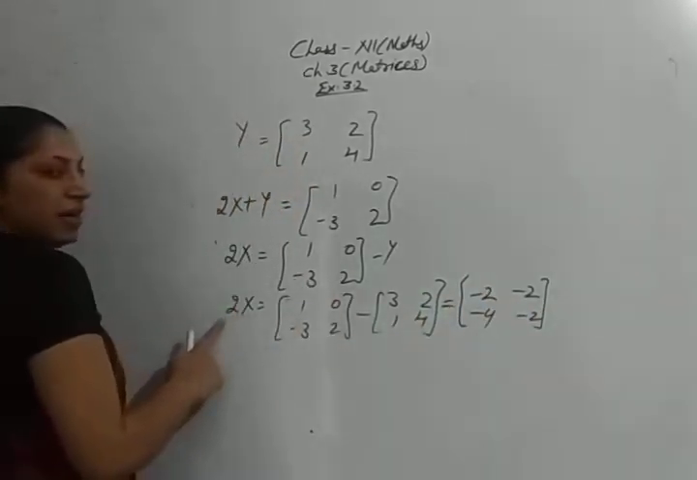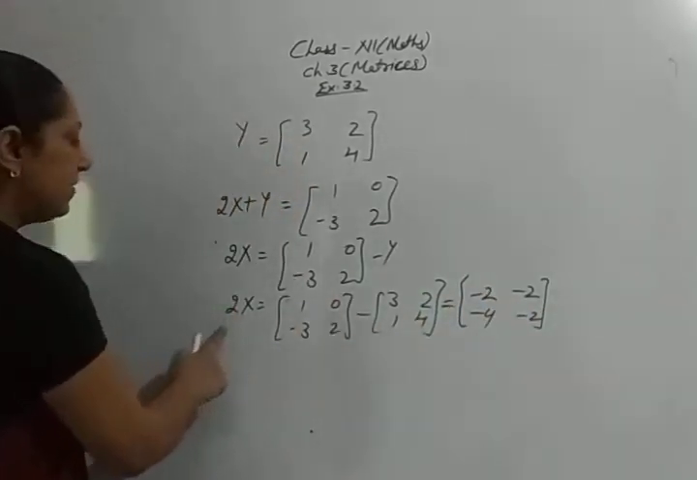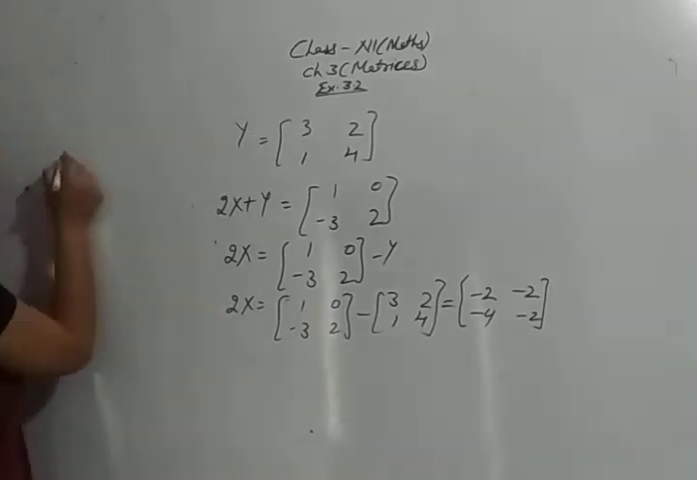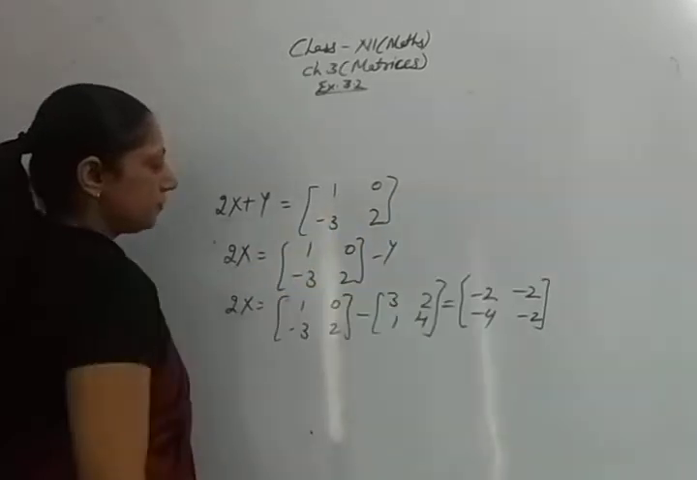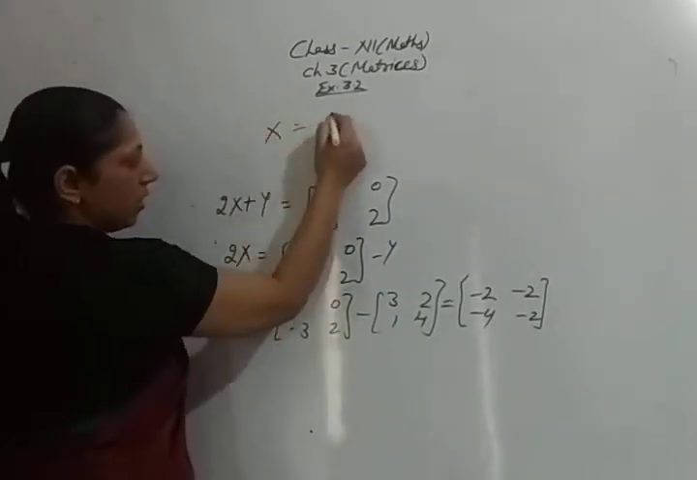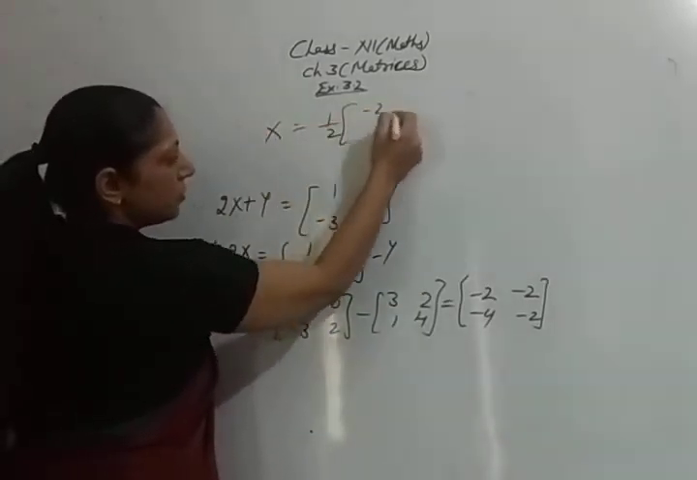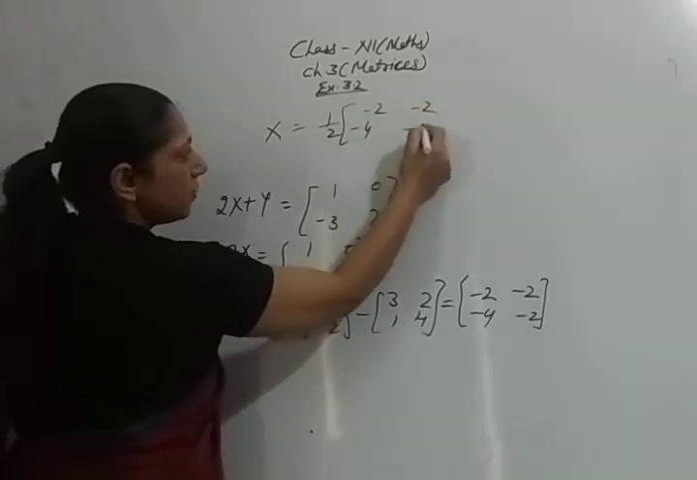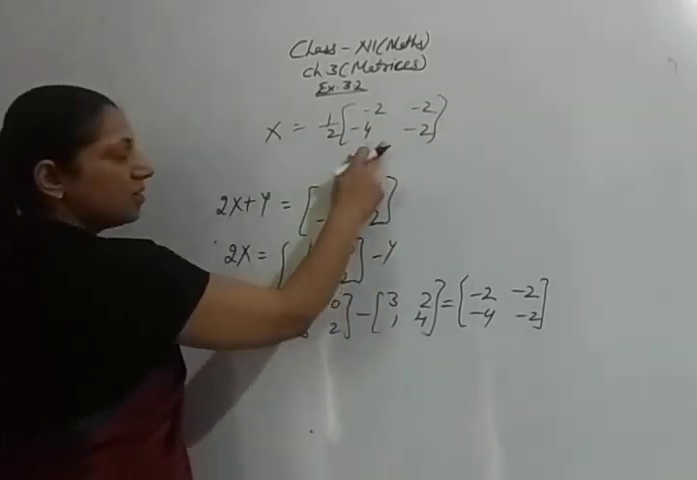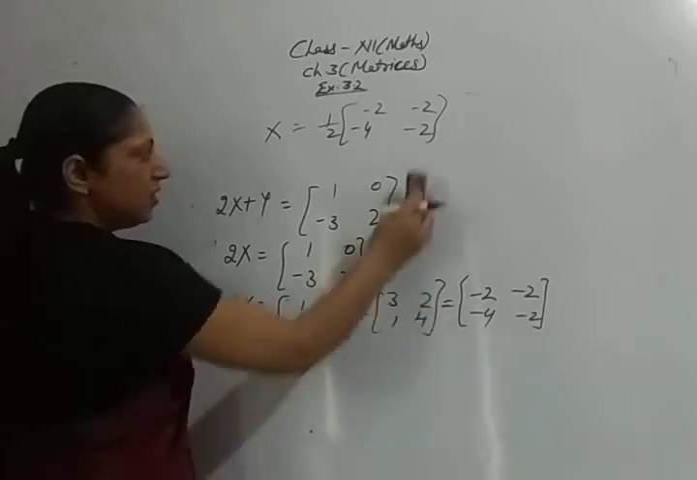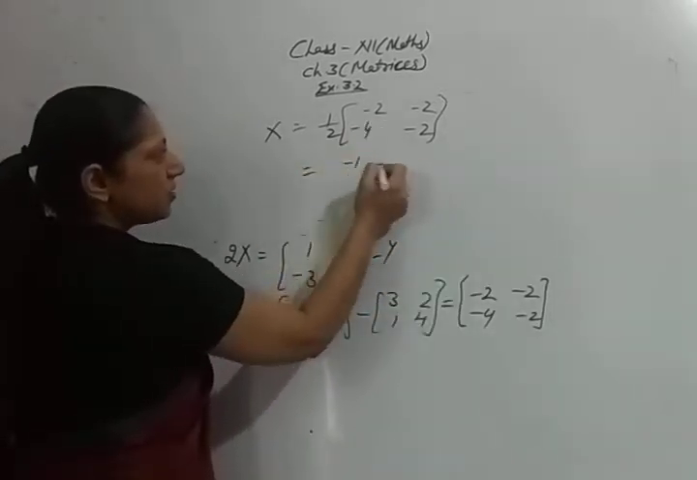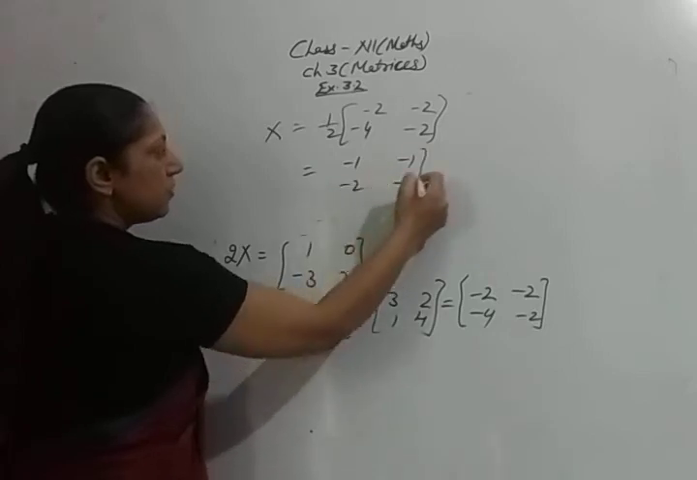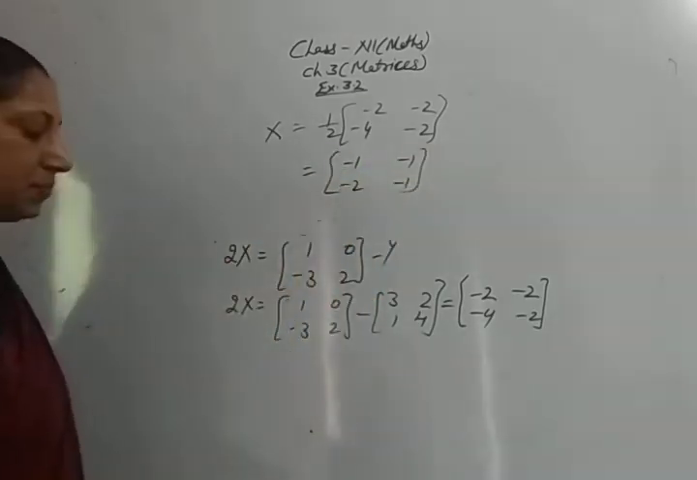So 2 is multiplied on the left side, so on the right side it will divide. So x is equal to half of [minus 2, minus 4; minus 2, minus 2]. Now multiply this with each element, so we get [minus 1, minus 2; minus 1, minus 1]. So this is our answer.